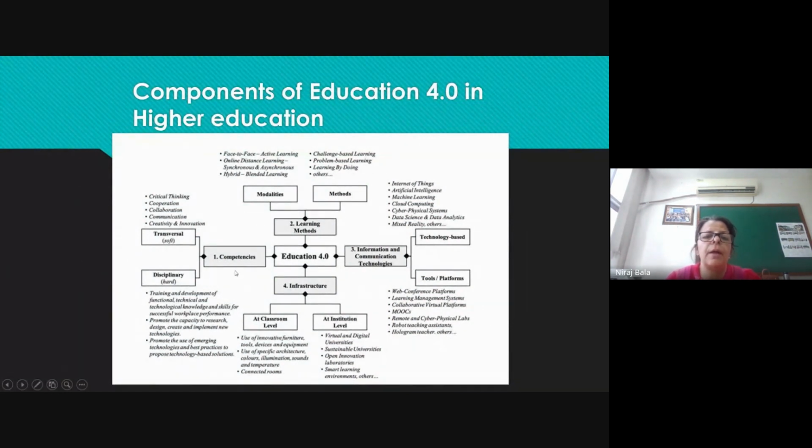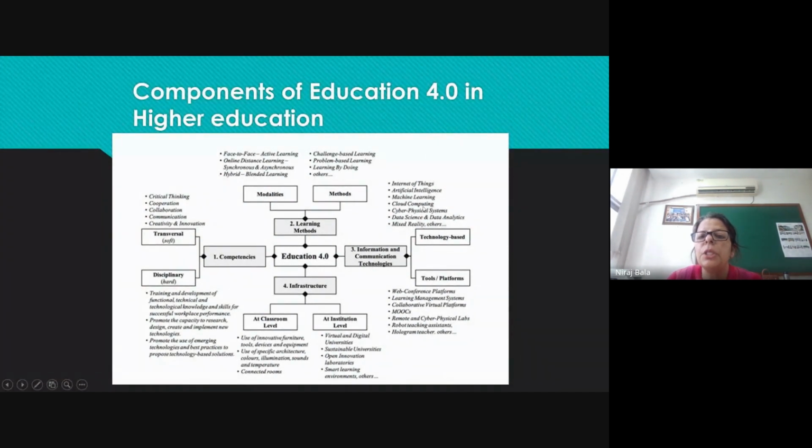So now today in higher education, these are the components of Education 4.0. I will not go into much detail. We have to imbibe the competencies in the learners. We have different learning methods. We have information and communication ICT modes, at the institution level and at the classroom level also. So we have to provide them various competencies. These competencies include critical thinking, cooperation, collaboration, communication, creativity and innovation, and training and development of functional, technical, and technological knowledge and skills. And face-to-face learning is there, challenge-based learning is there, problem-based learning is there, learning by doing work is there.